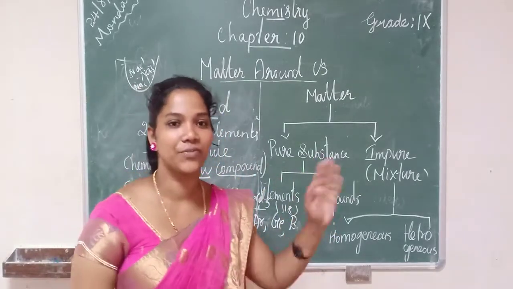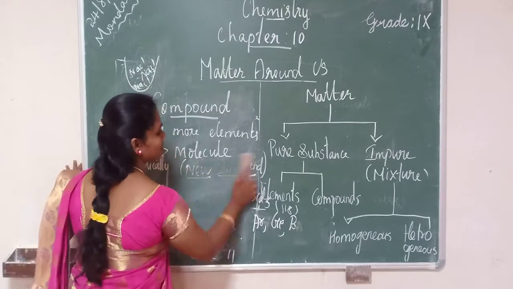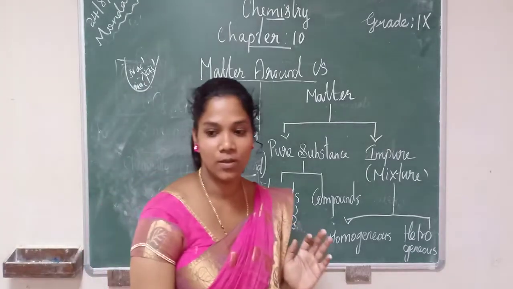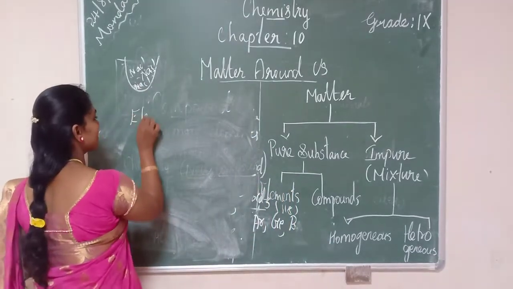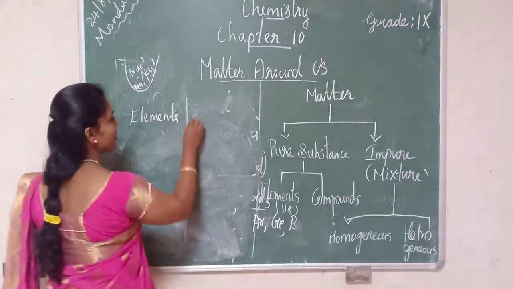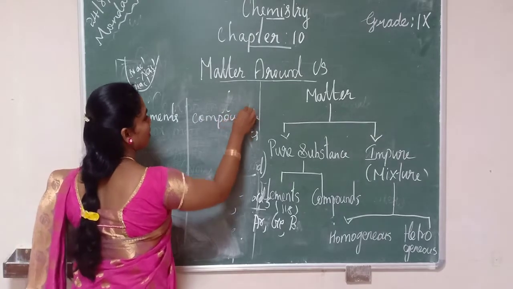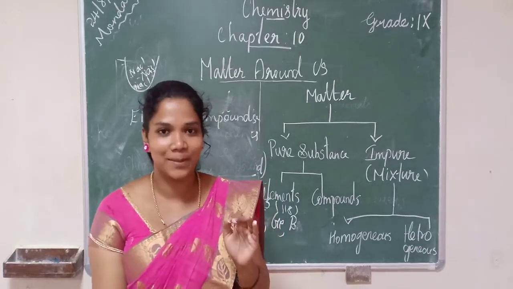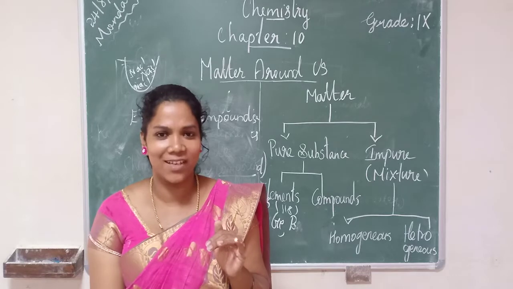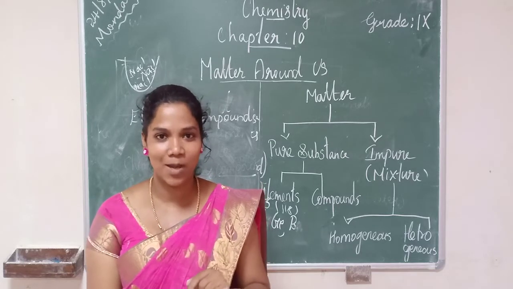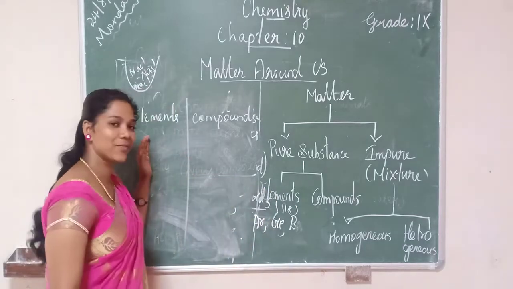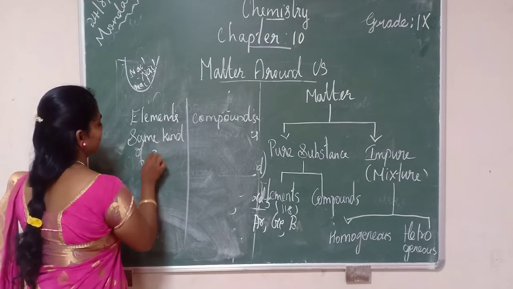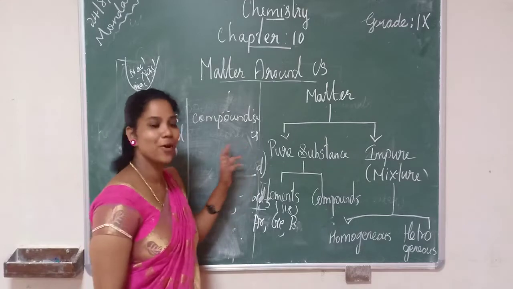Now we can see the difference between elements and compounds. What is the difference between elements and compounds? If you understood, you will say. The first difference: an element is made up of the same kind of atom, and compounds are made up of the same kind of molecules. Good.